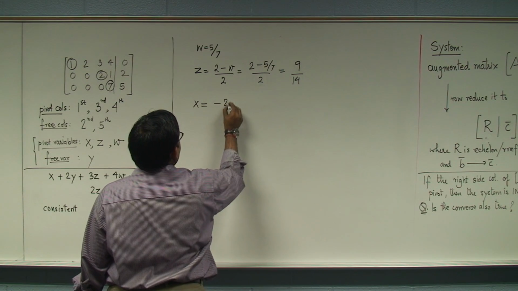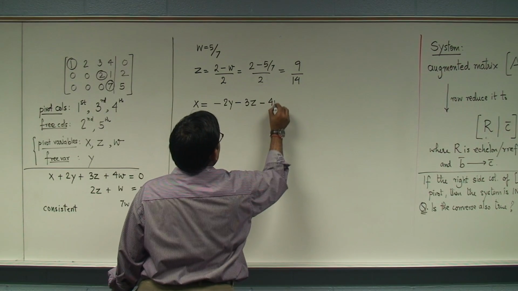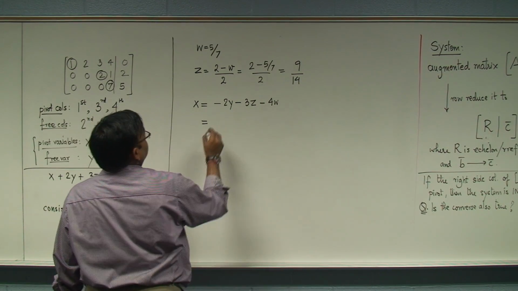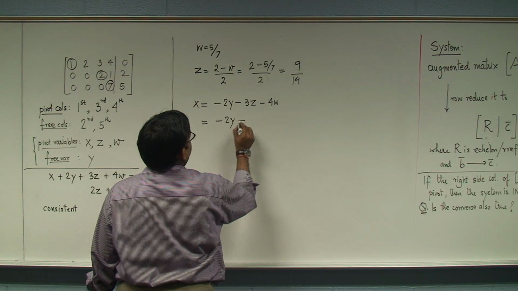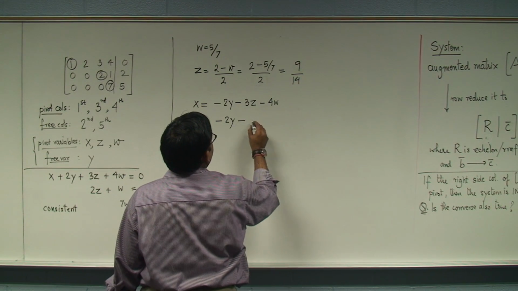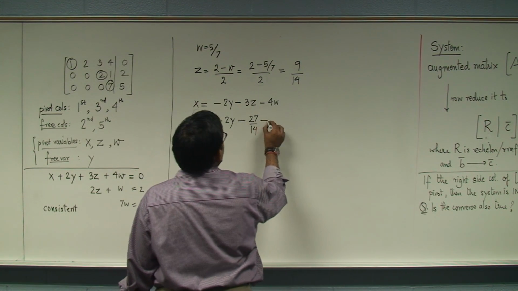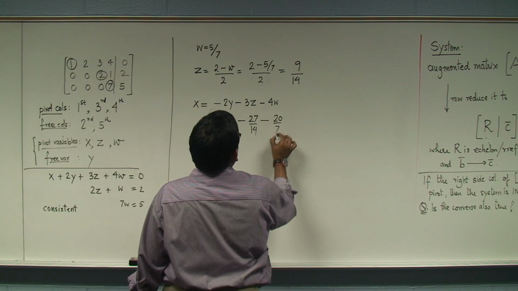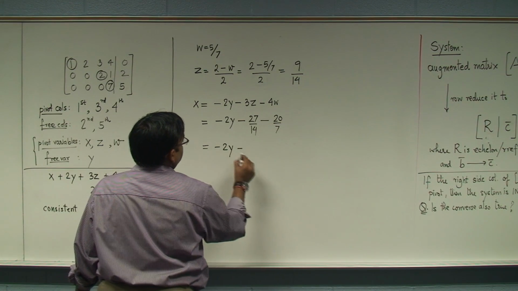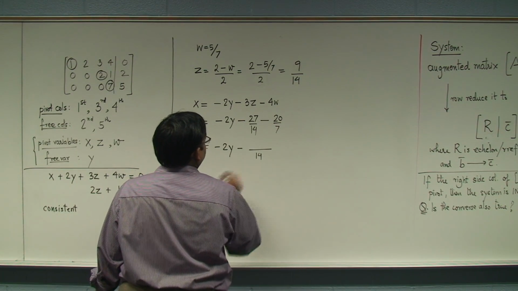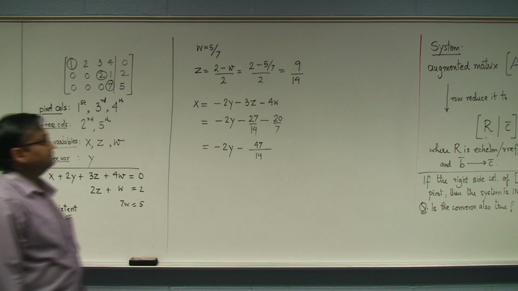x would be minus 2y minus 3z minus 4w. So this will look like minus 2y. Right now we are not giving any value to y so far, so let's play as long as we can. 27/14, and this is 20/7. So this will all look like 14, and this will be 47/14.